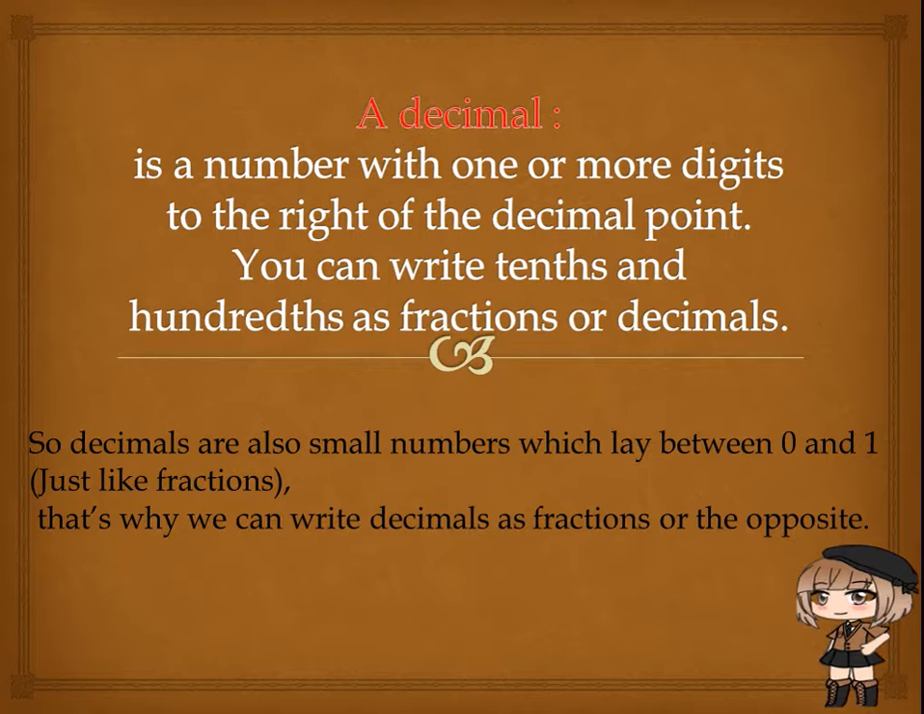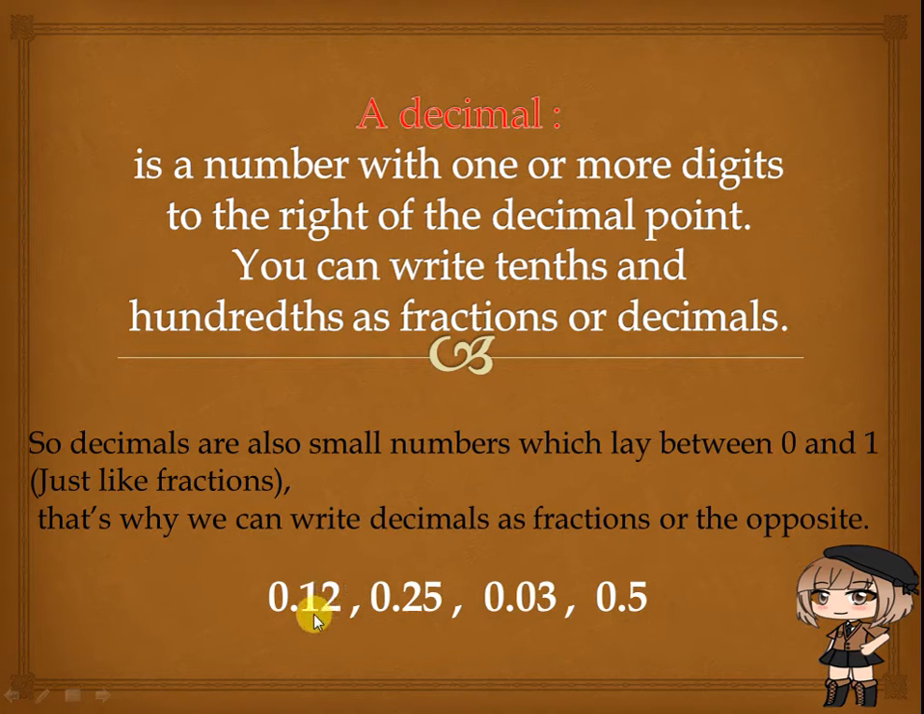So let's see. Decimals are, again, numbers to the right of the decimal point. This is called a decimal point. It's resembling the normal point, okay? So this is the point. It's called a decimal point. To the right of the point, there are numbers. It's called a decimal. And the decimal is a small number, which is between 0 and 1.